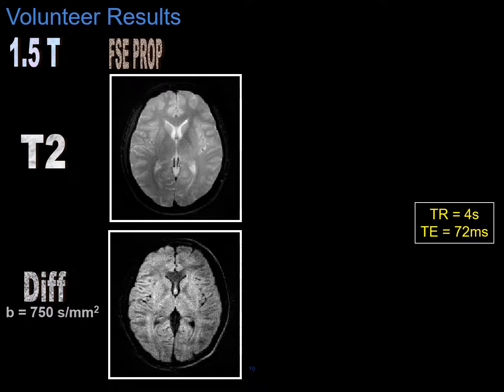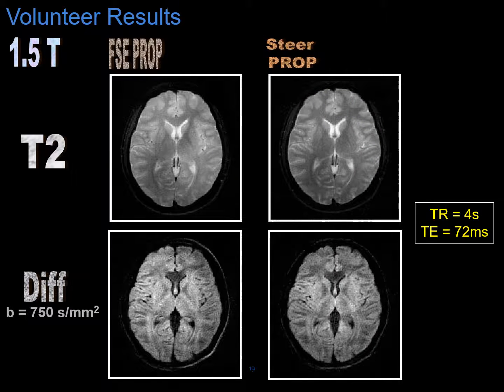On volunteers, images were obtained at 1.5 Tesla for both T2 weighted images and diffusion weighted images. The FSC propeller and the steer propeller again showed very similar image quality, while the steer prop was acquired at 1/3 the scan time.